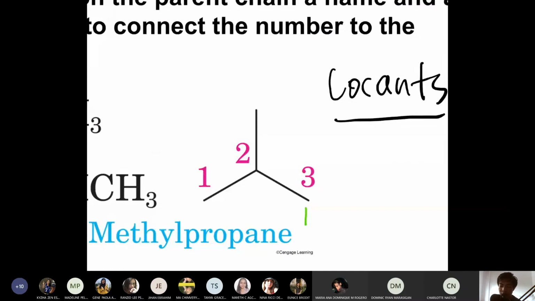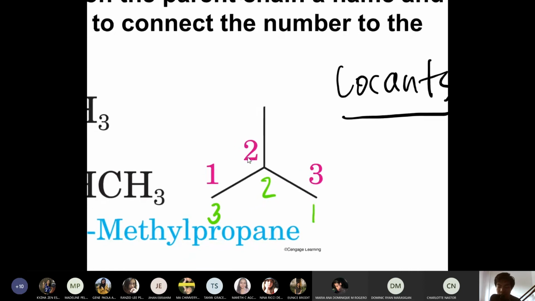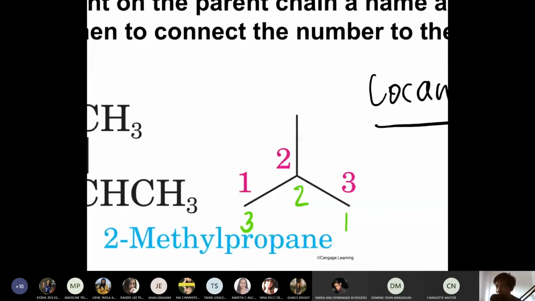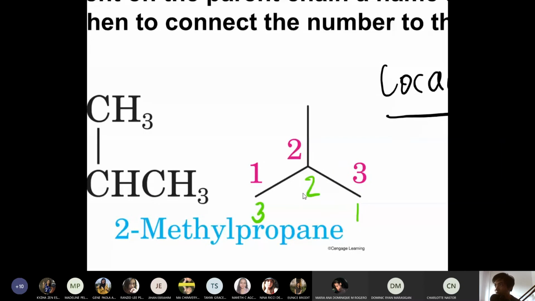No? So, in numbering, dalawa yung methods dyan. Left to right, right to left. No? So, yan. So, left to right yung counting, then right to left yung counting. So, gagawin mo dito, mamimili ka ng lowest number for your substituents. No? In this case, parehas silang nasa 2. So, no choice tayo. Yung ating methyl ay nasa second carbon. So, paano yung pinapangalanan ng buo? No? So, your parent chain is named lastly. Nasa dulo yung name ng parent chain, which is propane.